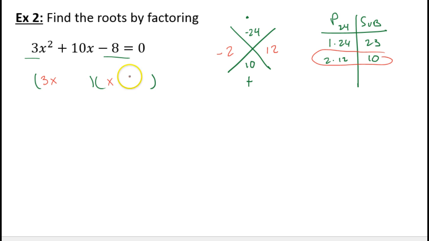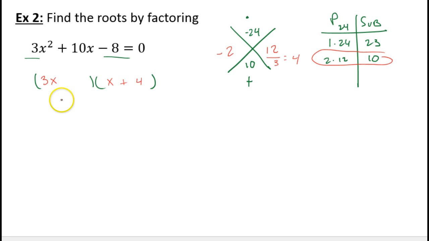Cool. So now I look at the two terms here and I ask myself, which one of these two terms can be divided by 3 since we have a leading coefficient? We cannot divide negative 2 by 3 evenly, but we can divide 12 by 3 evenly. That gives us 4. Meaning this solution is going to go on my other bracket. It's plus 4 because it's positive in my other binomial.